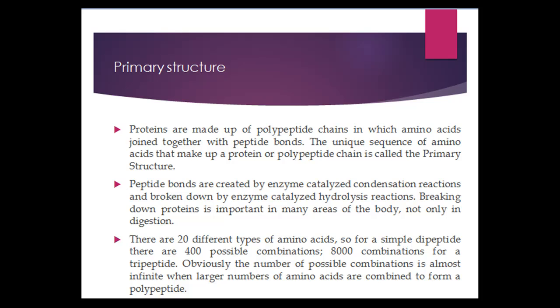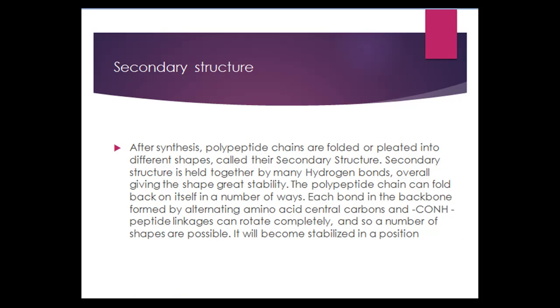So, for a simple dipeptide, there are 400 possible combinations, and 8,000 combinations for a tripeptide. Obviously, the number of possible combinations is almost infinite when a larger number of amino acids are combined to form a polypeptide. The second level of protein structure is the secondary structure.